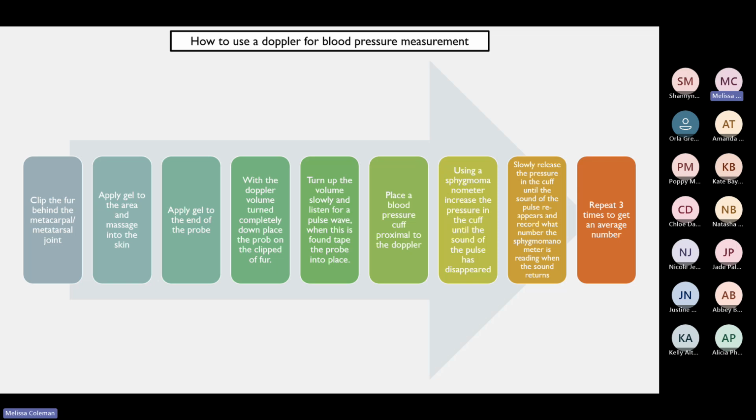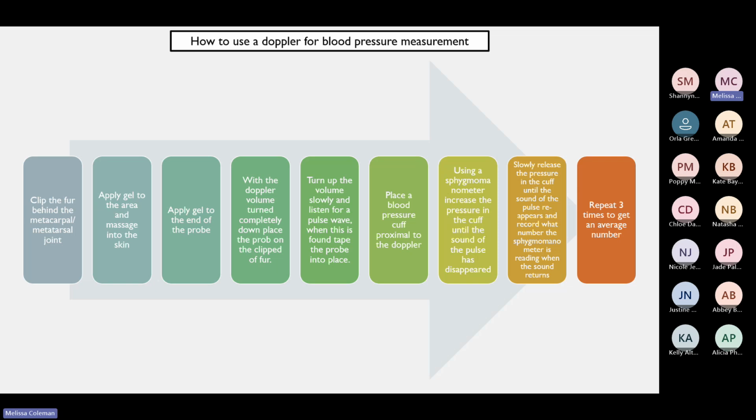We then need to apply gel to the end of the Doppler probe. With the Doppler volume turned down so as not to startle your patient, place the probe on the clipped fur, sorry, not on the clipped fur, where we've clipped the fur. Turn the volume up slowly and listen for a pulse. When you do find that pulse, I always find it best to tape that probe into place so it doesn't move the best that you can.